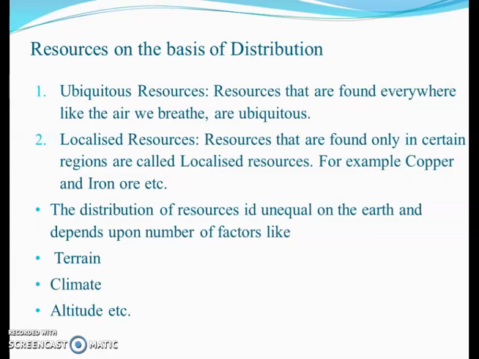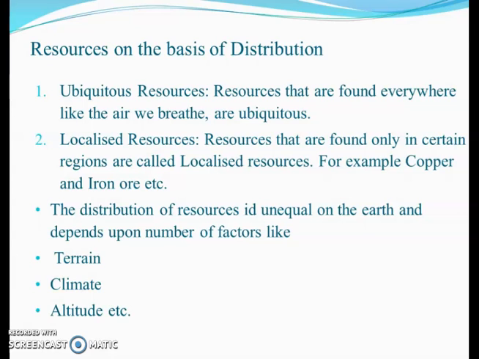And the last topic for this video, resources on the basis of distribution. Definitely we can have resources which are found everywhere, and there can be some resources which are found only in certain regions, at certain places. If the resources are found everywhere, then these kinds of resources are known as ubiquitous resources. For example, the air we breathe, water; these are ubiquitous resources, which you find everywhere.